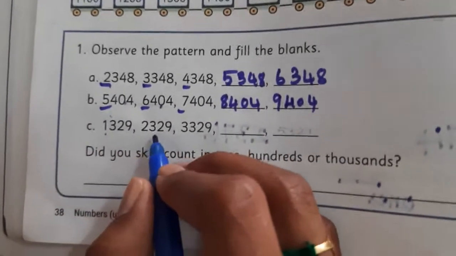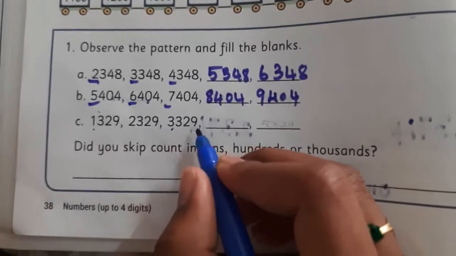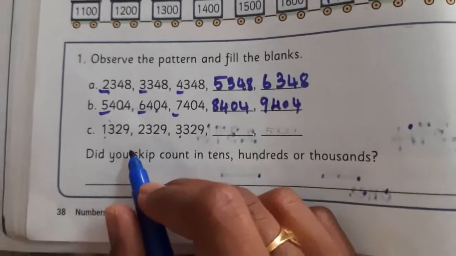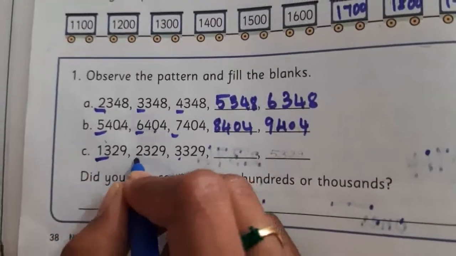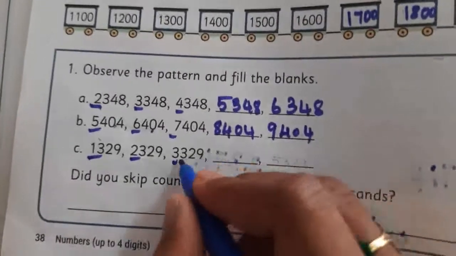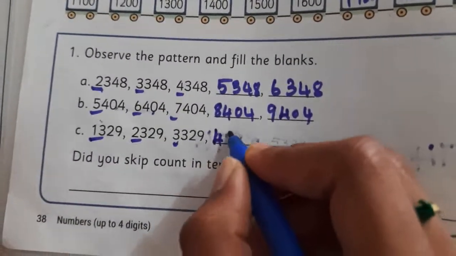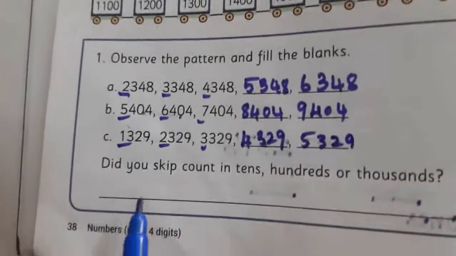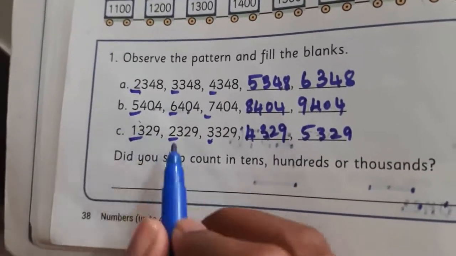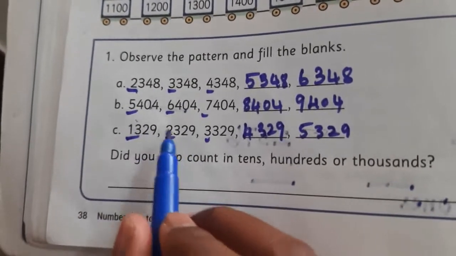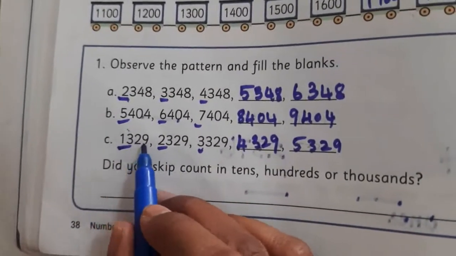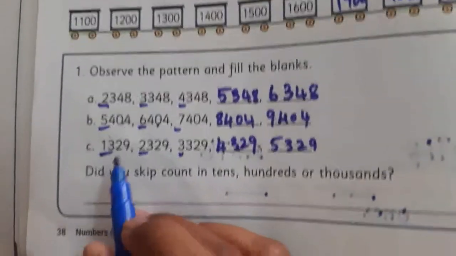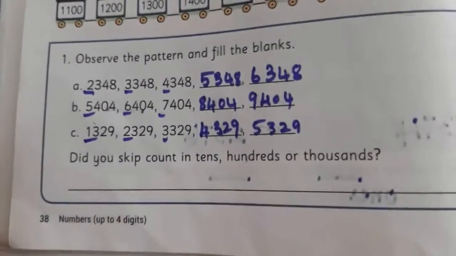1329, 2329, 3329. Which place has been changed now? Yes, very good. That is the thousands place. Same thousands place. So what is the next number? 4329, 5329. Which means a thousand is added to that number. So we get the same digits in all the other places. Only one place is changed. What is that place? Only the thousands place changed here. So that is the pattern.